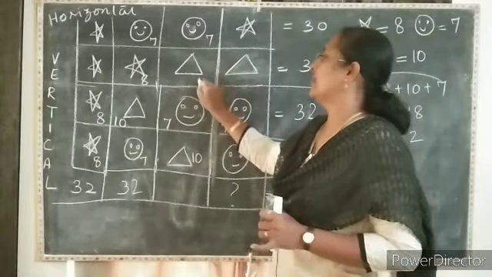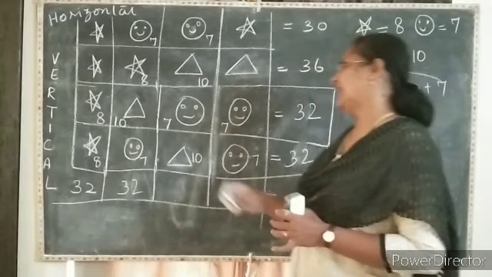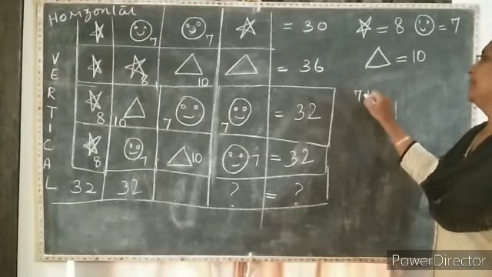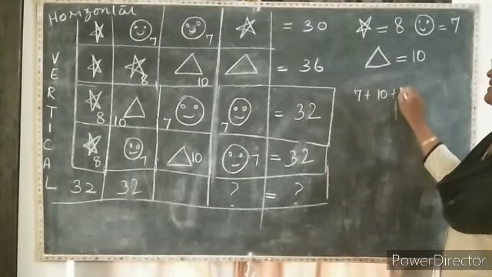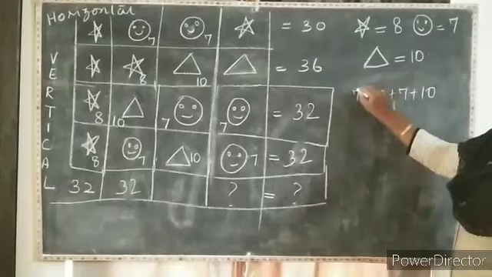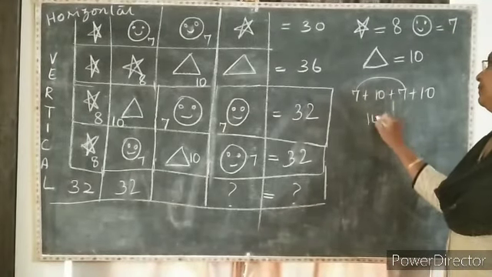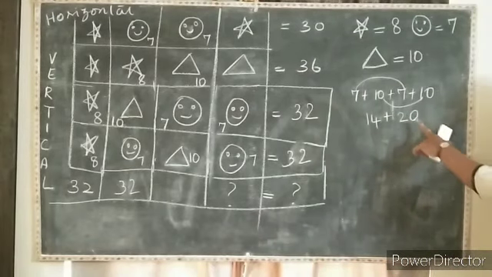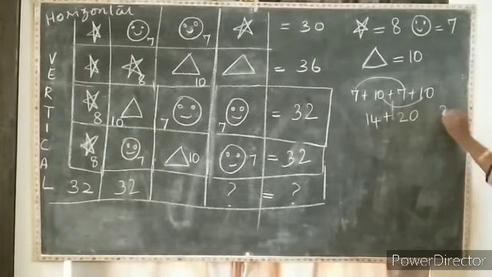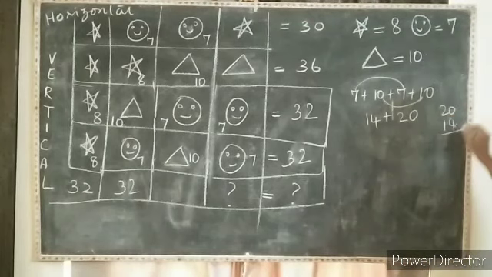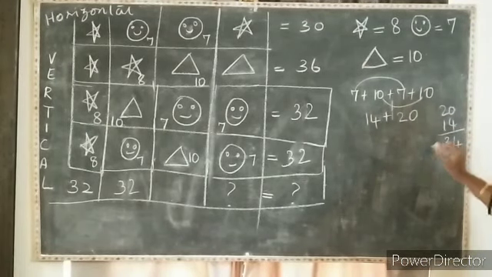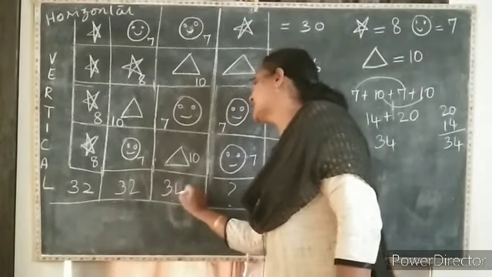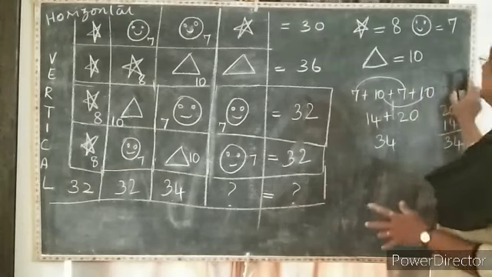Again look into this next one. Smiley is 7. Triangle is 10. Smiley is 7. Again the triangle is 10. Now shall we add 7 plus 10 plus 7 plus 10, isn't it? Now again 7 plus 7 is what? 14. Plus 10 plus 10 is what? 20. Now what will be the answer for 20 plus 14? 0 plus 4 is 4. 2 plus 1 is 3. So the answer is what? 34. So I am going to write it here as what? 34. Yes or no? Okay.